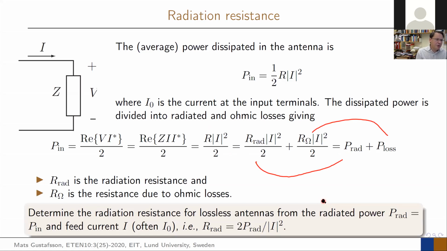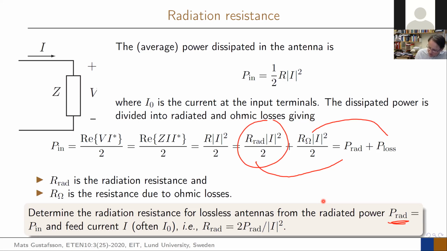If you would like to determine the radiation resistance for a lossless antenna, so let's think they are lossless from the beginning here, what you could compute then is the radiated power. And then you know that the radiated power is equal to this. If you know the current in the feed, you can basically divide by the current squared and multiply by 2.